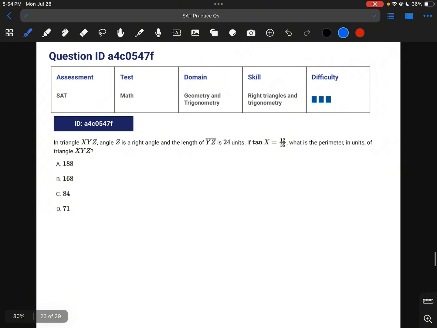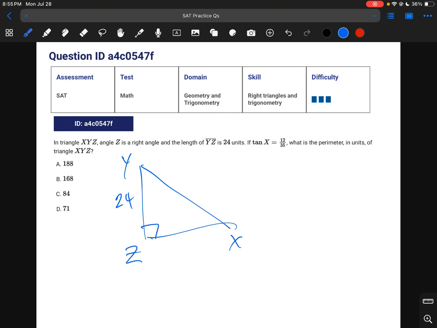Okay, so for this question, we're told that there's some triangle XYZ, and Z is a right angle. So you have Z is the right angle, and let's make this Y, and let's make this X. And so YZ, we're told, has 24 units, and the tangent of X over here is 12 over 35. What is the perimeter? So we know the tangent is equal to the opposite over the adjacent. And we're told that the opposite side is 24. But we're also told it's 12 over 35.